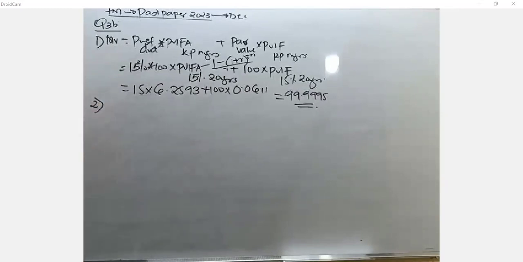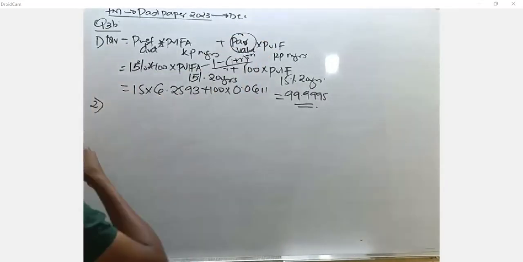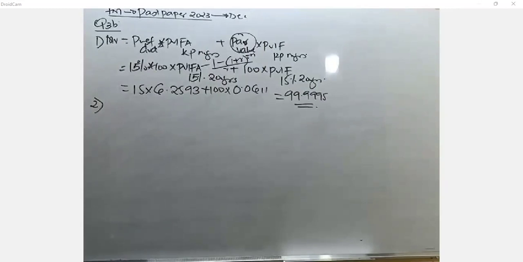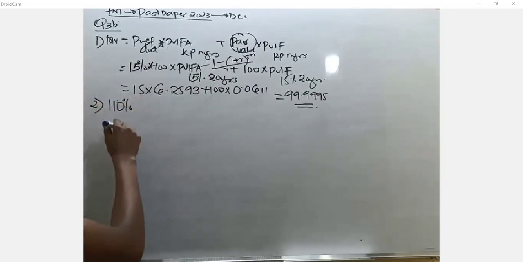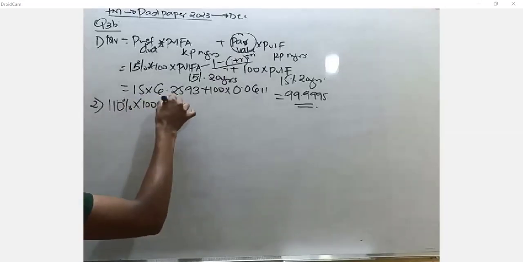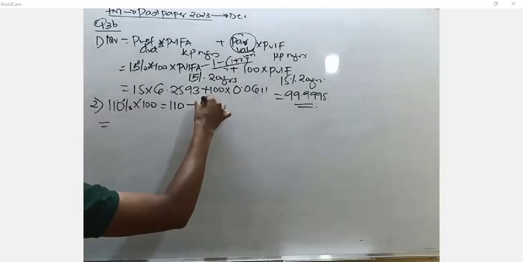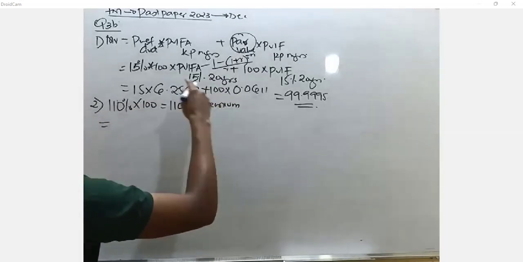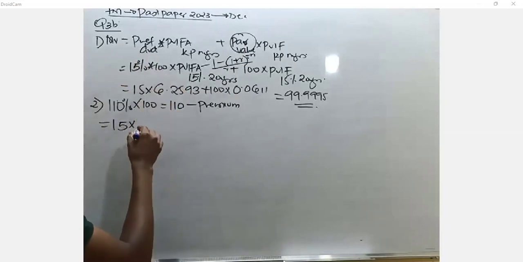Number two, we are being asked about redeeming at a premium. When you are redeeming at a premium, it means it is more than the current price. So in this case, we are talking about 110%, the 10 coming from the premium which you have been told there, times 100, getting 110 shillings. So when you are redeeming at a premium, we are taking our preferred dividends, which is 15. It doesn't change. The discount factor also is not changing.